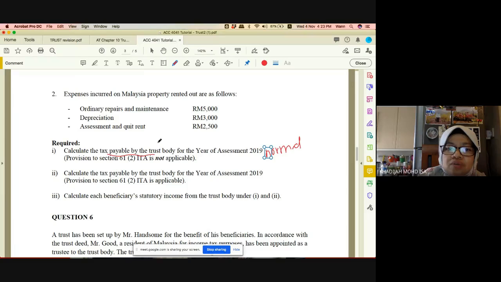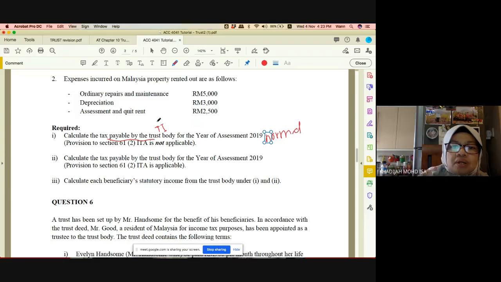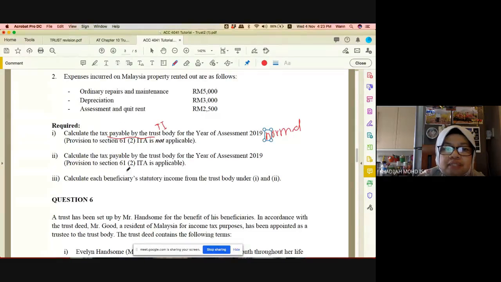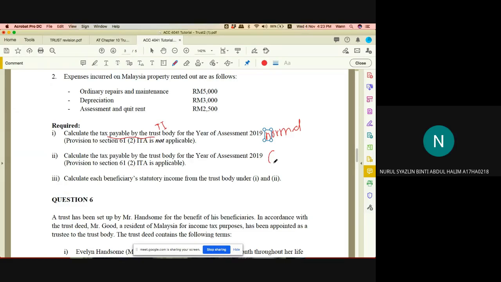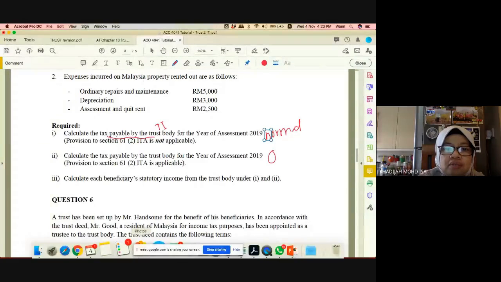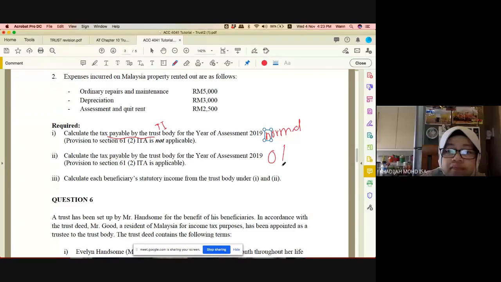In order to do this, you have to compute the total income of the trust. Number 2, calculate tax payable if provision is applicable. So what do you think for this answer? Calculate tax payable by the trust body. What will be the answer for this without looking at the information? Nil, because when you apply 61(2)(a), 61(2), then you do not actually pay tax at the trust body. So the answer is nil or 0.